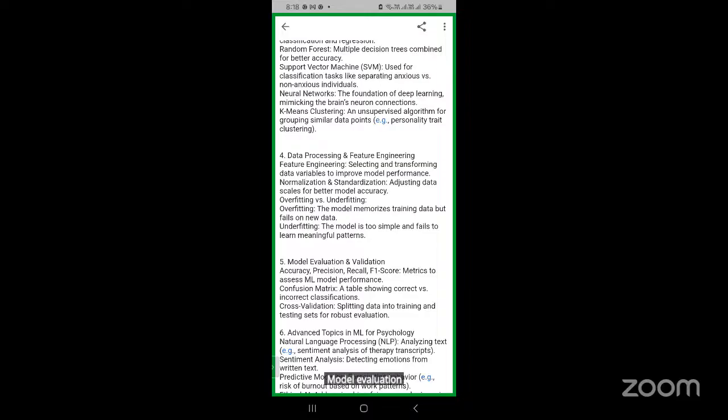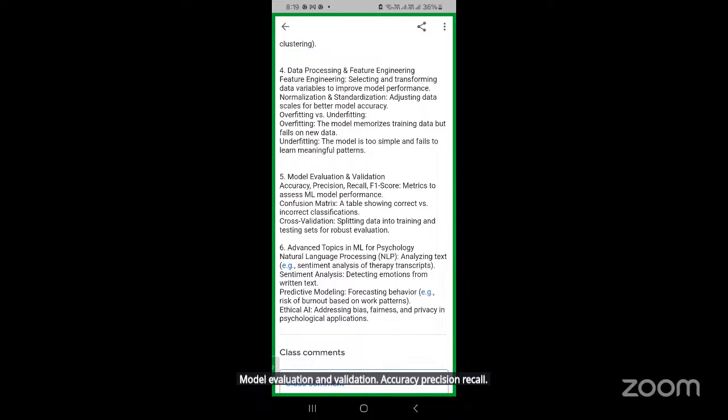Model evaluation and validation. Accuracy, precision, recall, F1 score, metrics to assess ML model performance. Confusion matrix, a table showing correct versus incorrect classification. I have told you that the classification matrix or confusion matrix is vital, because you can identify to what extent your model is effective for the new data. Cross-validation, splitting data into training and testing sets for robust evaluation.